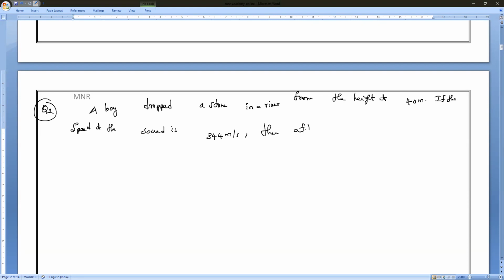then after how much time will he hear the splash? Use g value equal to 10 meter per second square. Integration of sound with the motion chapter.